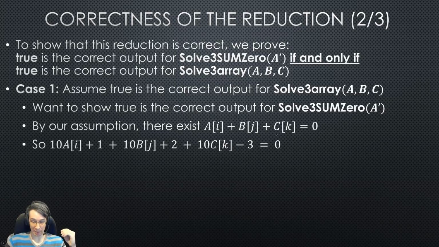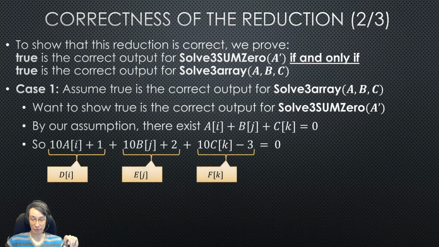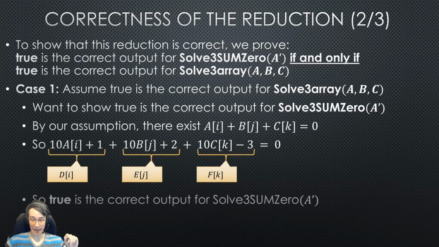Because these three sum to 0, ten times these three sum to 0, and then adding 1, adding 2, and subtracting 3 sums to 0. So this all still sums to 0. Okay, that's our DI. This is our EJ, and this is our FK.